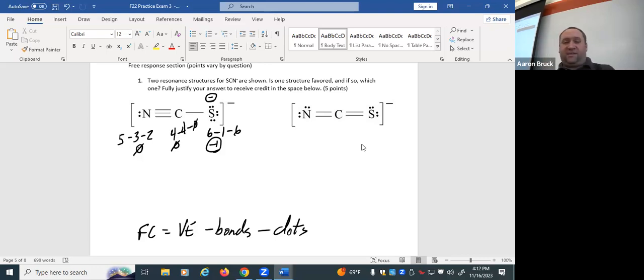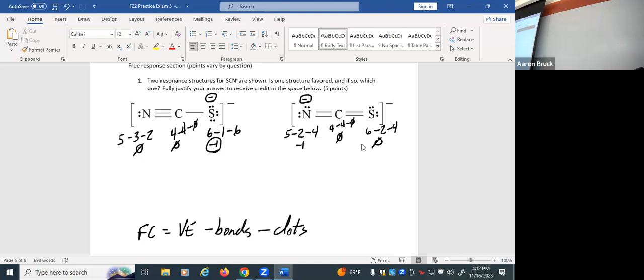So I've got a negative formal charge on that sulfur. By contrast, if I look at the other structure here, for the nitrogen, 5 valence minus 2 bonds and 4 dots. I have a -1 formal charge on this nitrogen there. Carbon story hasn't changed. 4 valence, 4 bonds, no dots, no charge on it. For the sulfur, 6 valence, 2 bonds, 4 dots, no formal charge on it.